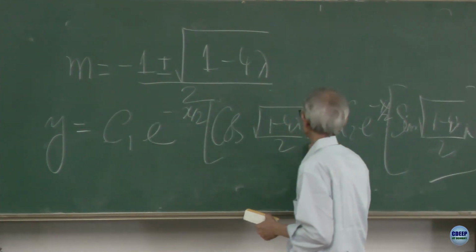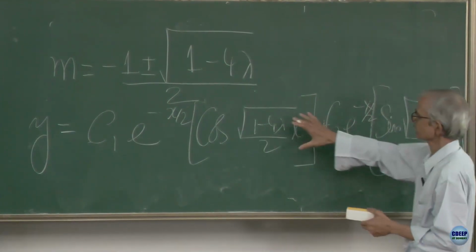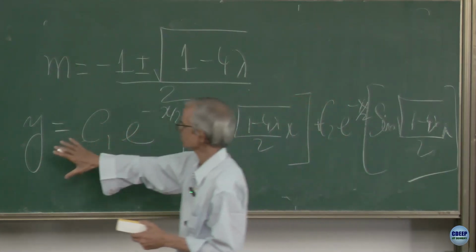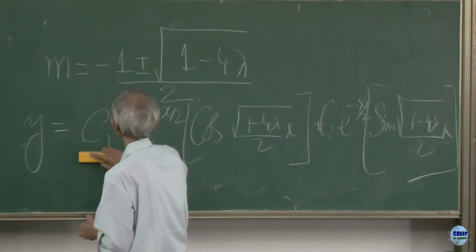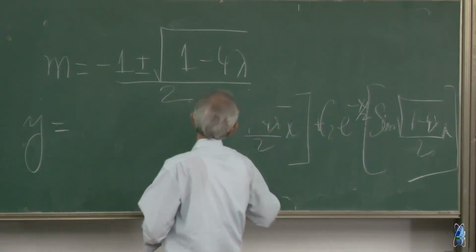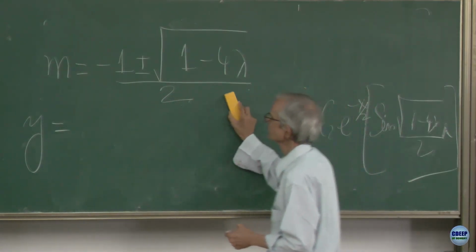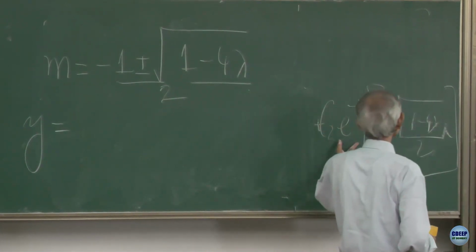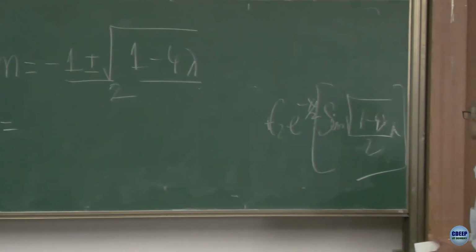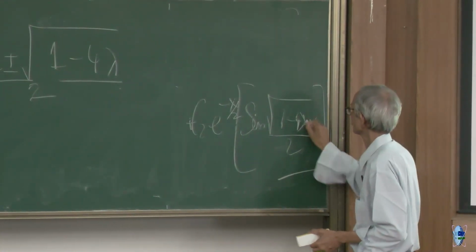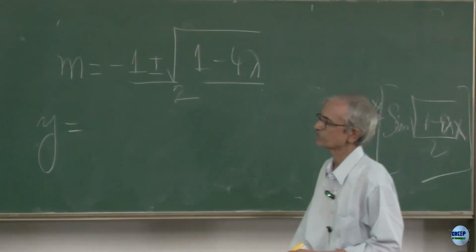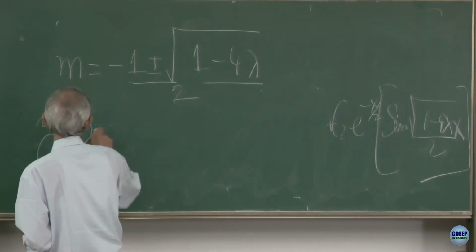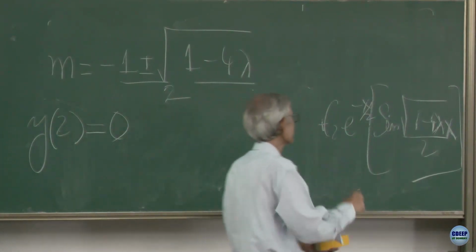So if I put x equal to 0 here, cos 0 is 1, sine 0 is 0, and therefore since y is equal to 0, C1 is equal to 0. Okay, very good. All right, so we end up with y equal to e to the minus x by 2 sine of root of 1 minus 4 lambda by 2 x. Okay, we put the second condition now, which is y2 is equal to 0. That was my second condition.